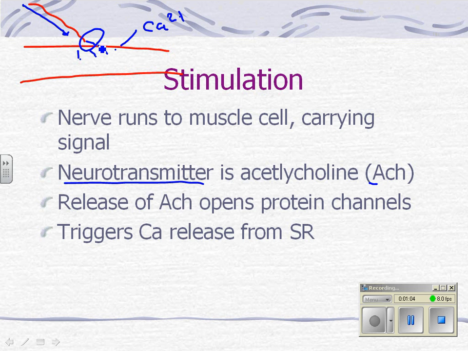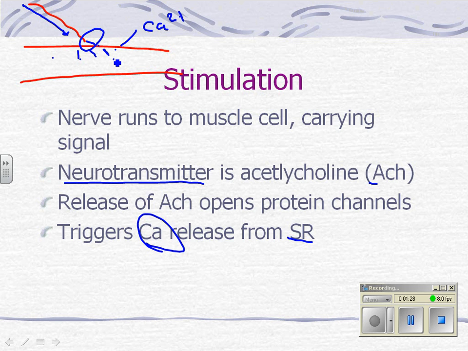The release of that forces open channels in the cell. Those channels opening up trigger the release of calcium ions. Remember we said yesterday that the sarcoplasmic reticulum stores calcium ions. So SR stands for sarcoplasmic reticulum. Those ions are released into the surrounding muscle.